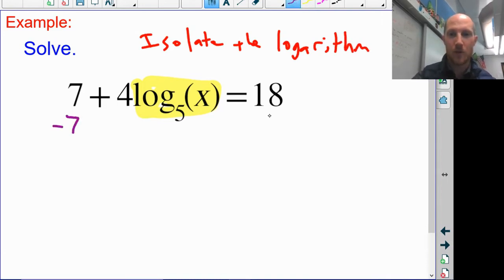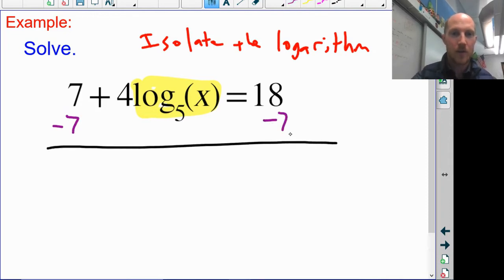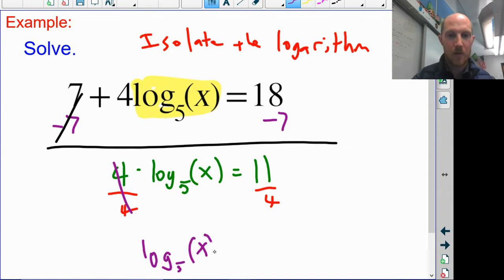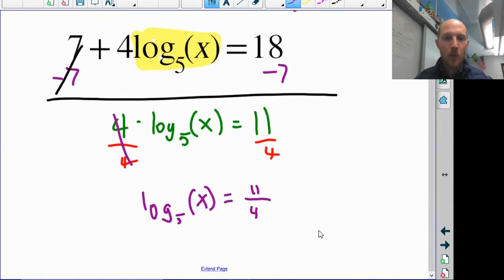So we're going to go ahead and do those same 2 steps, subtracting 7. And, oops, let's get a different color. And then we'll divide by 4. Resulting in log base 5 of x equals, and again, leave this in fractional form or change it to decimal. Either way, once we get to this point, we've got 2 options.